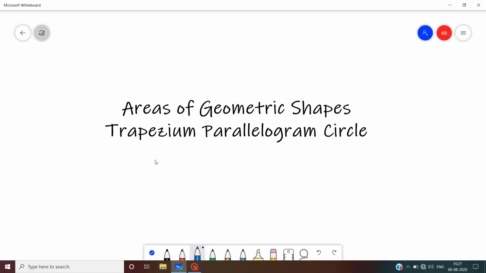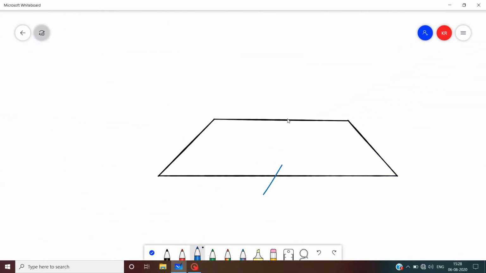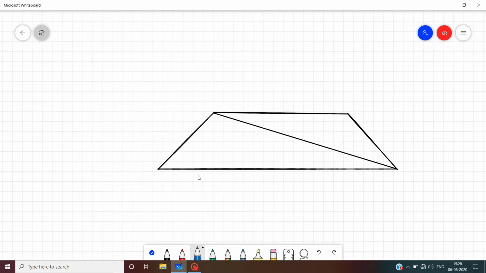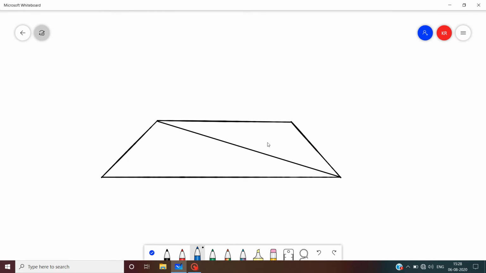Today I am going to deal with some area derivations of trapezium, parallelogram and circle. Trapezium is nothing but a shape whose two sides are parallel but not equal and two sides are intersecting but not equal. I have parted it into two triangles, 1 and 2.